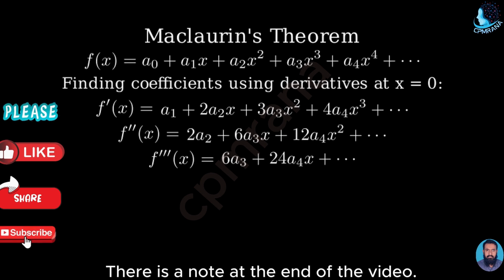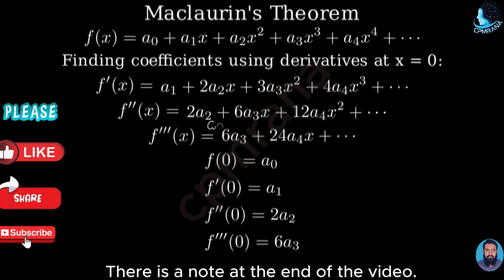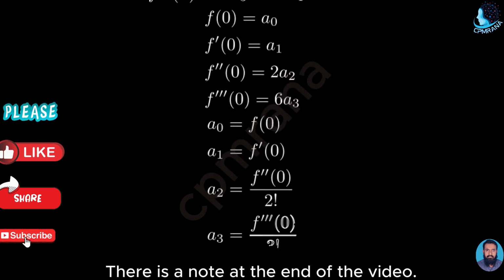Now comes the key step. When we evaluate these derivatives at x equals 0, most terms disappear because they contain x. Solving for each coefficient, we can express them in terms of the derivatives at 0. Notice the pattern with factorials appearing in the denominators.